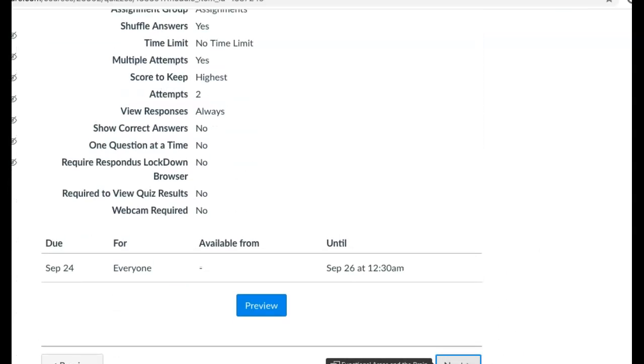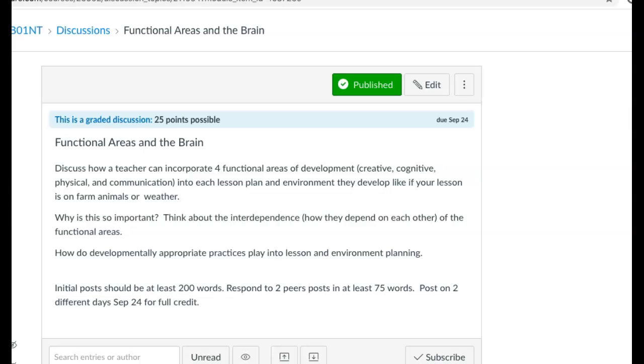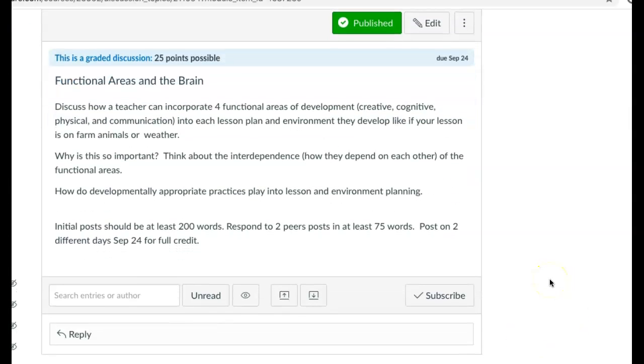Then you have our discussion, and we're going to be looking at all 4 functional areas in the brain. So there's 4 of them: creative, cognitive, physical, and communication. And how do you design lesson plans and environments with all 4 of these in mind? So think about, like, if you're doing a lesson plan on, or a unit on farm animals, or a unit on weather, what can you do for physical development? What could you do for cognitive, creative, communication? What could you put out in centers for that?